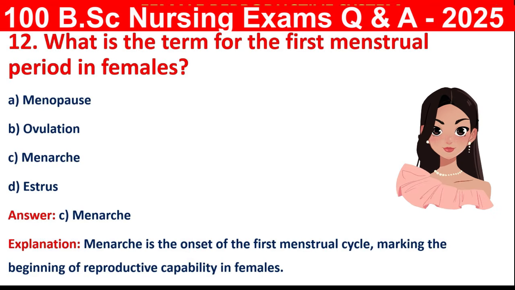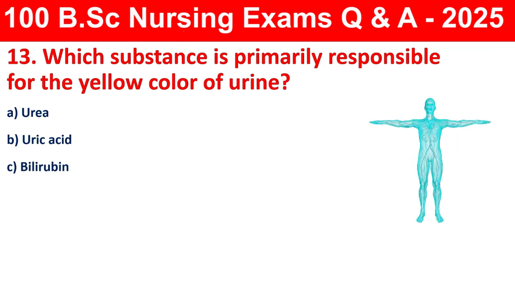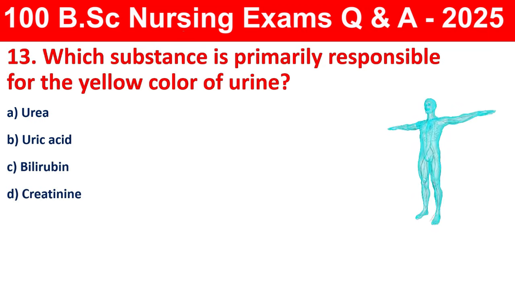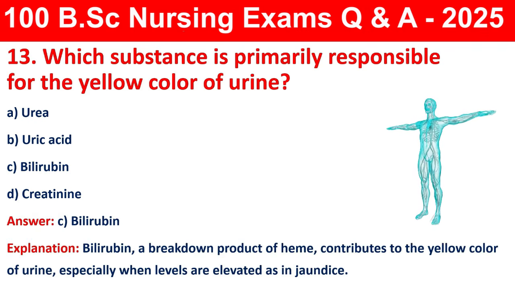Question number 13. Which substance is primarily responsible for the yellow color of urine? Your options are urea, uric acid, bilirubin, or creatinine. The correct answer is C, that is bilirubin. Bilirubin, a breakdown product of heme, contributes to the yellow color of urine, especially when levels are elevated as in jaundice.